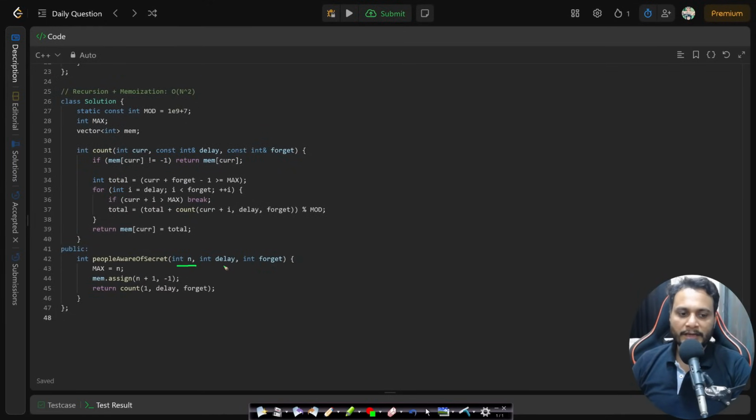Now in this case we are given the n value, delay and forget. So I'm defining the mod, which is 10 to the power of 9 plus 7, and the max value, which defines the maximum reachability, because from any given index I, if you want to spread, then it will start from I plus delay, and it should be less than I plus forget, isn't it? Because if the ith person forgets about the secret, then he will not be able to spread it anymore. The max value is n, that means I should not go beyond n, and the memoization table will be initialized with all -1 values, and I will be calling the count recursion function.